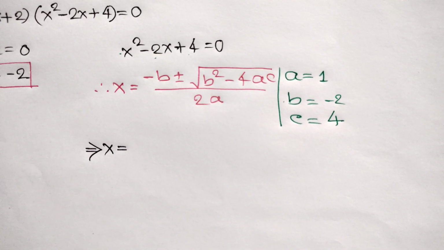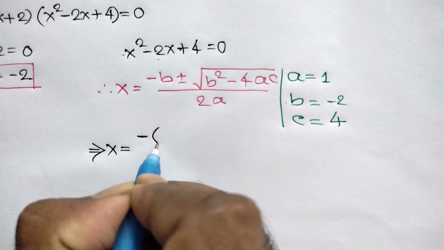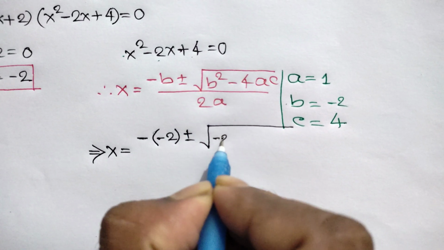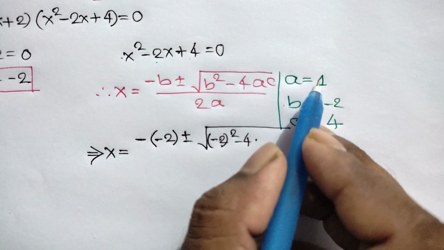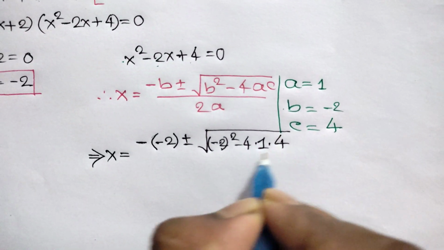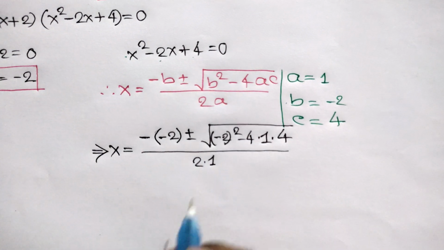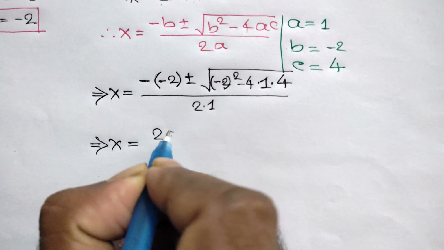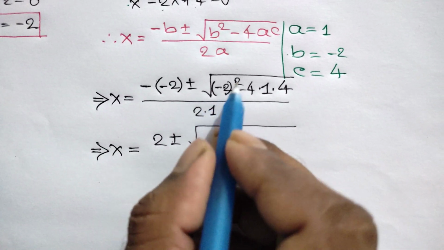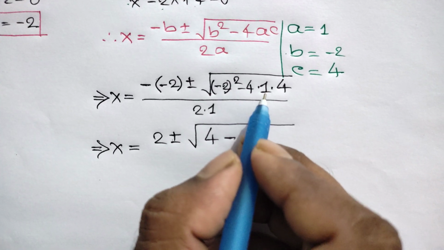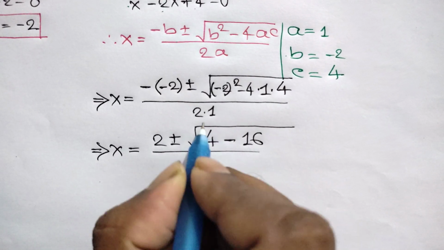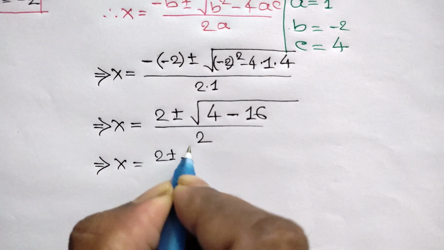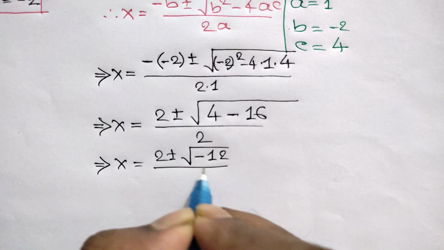x is equal to negative b, that means negative times b is negative 2, so we can write here negative negative 2 plus or minus square root of negative 2 square minus 4 times a is 1 times c is 4, all over 2 times a, that means 2 times 1. Or x is equal to negative times negative is positive 2 plus or minus square root of negative 2 square, that means 4, minus 4 times 1 is 4, 4 times 4 is 16, over 2 times 1 is 2. Or x is equal to 2 plus or minus square root of 4 minus 16 is negative 12, over 2.